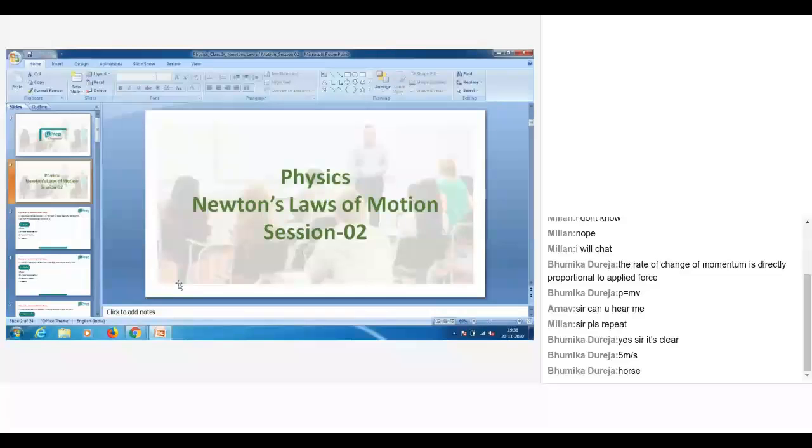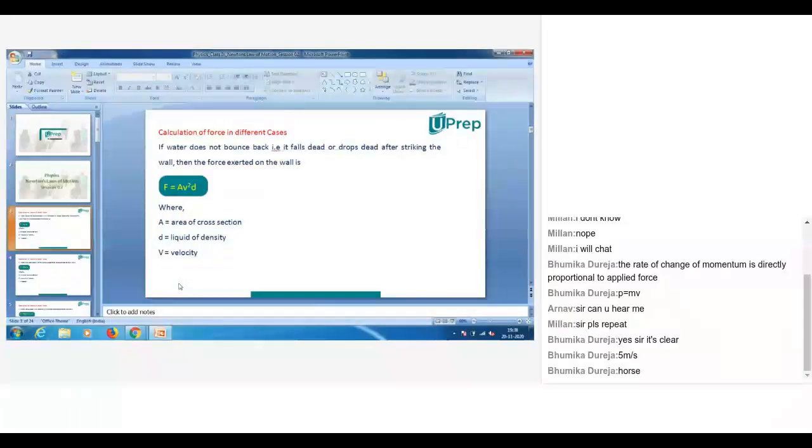Yes, sir. Okay, now calculation of force in different cases. Now generally tell me again, what is a force? General definition you have to give. Sir, a push or pull. Right, a push or pull which can change the state of an object is known as what? Force.